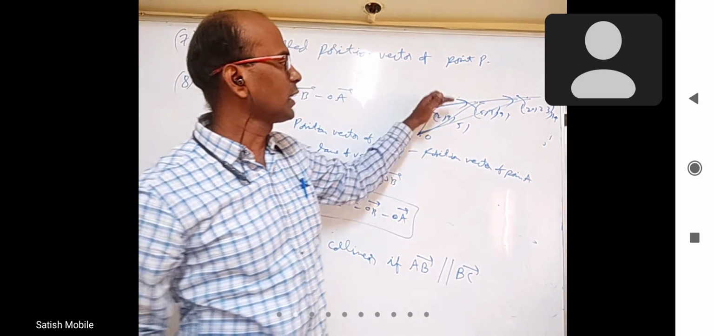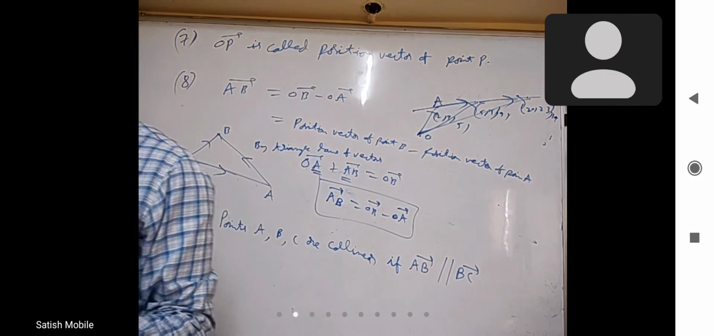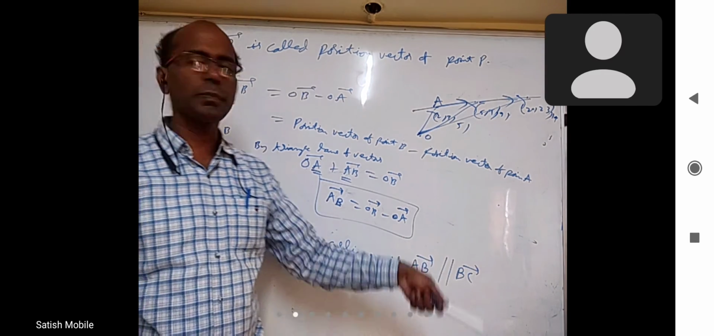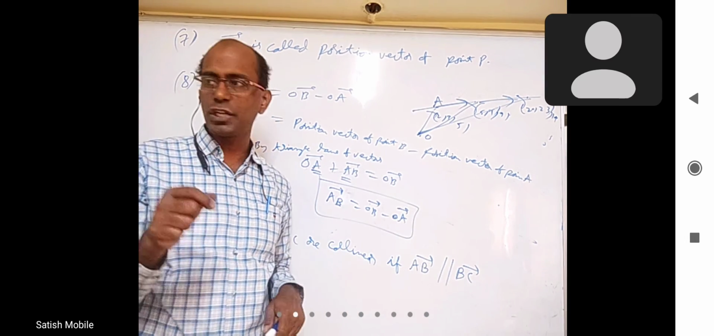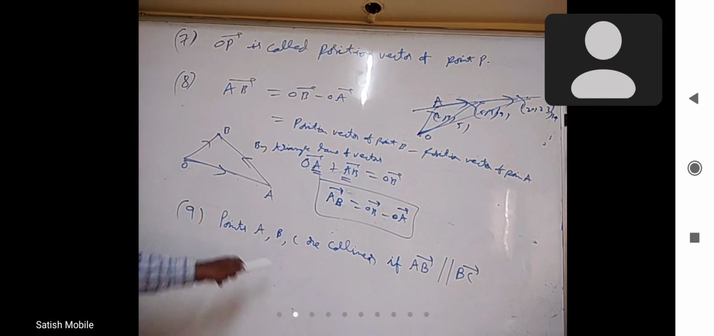You will get two vectors, AB bar and BC bar. If AB and BC are parallel, then the points ABC are collinear. That's what I wrote. Points ABC are collinear if AB bar is parallel to BC bar. How will you know whether two vectors are parallel? I coefficient ratio equal to J coefficient ratio equal to K coefficient ratio. Okay, just I mentioned that theory, that's all.